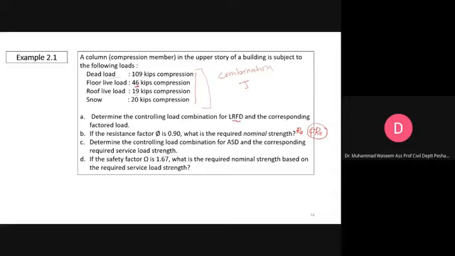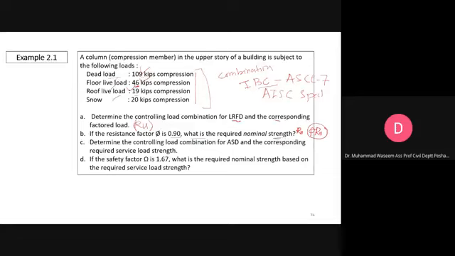Okay, and by code I mean IBC, or I mean ASCE. Okay, you can refer to the specification as well. So it will give you a certain number of combinations for these load types. Okay, snow, roof, floor, dead. So it is asking you to determine the load combination for LRFD, and the corresponding factored load, and the corresponding factored load corresponds to Ru, the required strength.